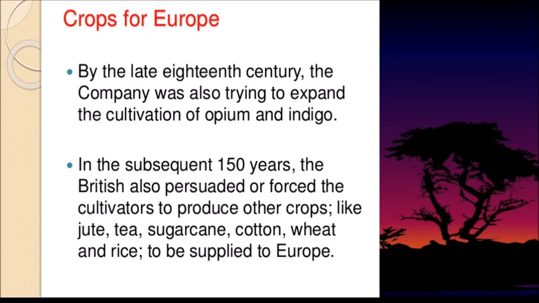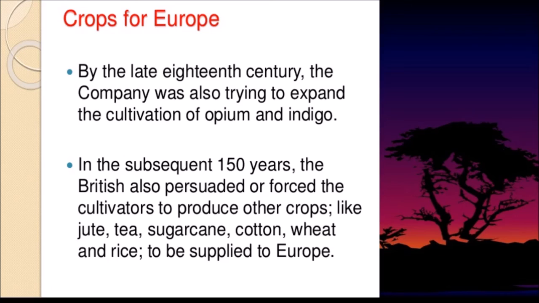Now, coming to the crops of Europe, by the late 18th century, the British tried to expand the cultivation of what? Opium and indigo in various parts of India. They also forced the cultivators to grow various other crops. What are the various other crops? They are like jute in Bengal. They forced our cultivators, the people living in Bengal, to cultivate only jute.